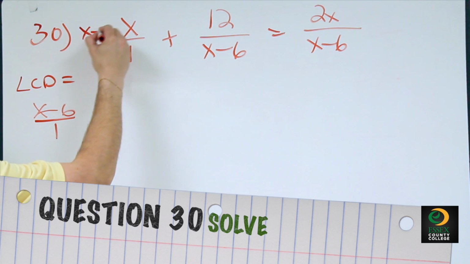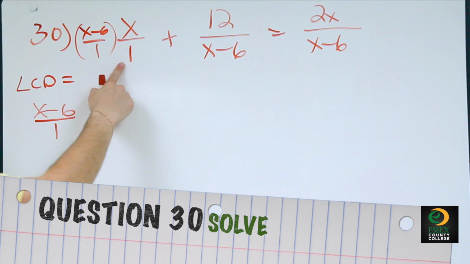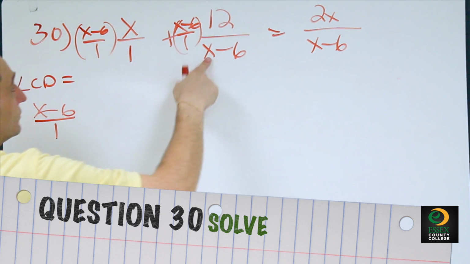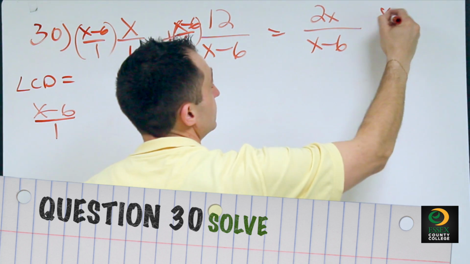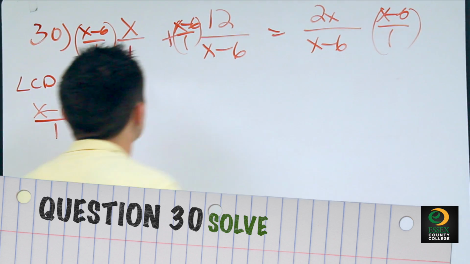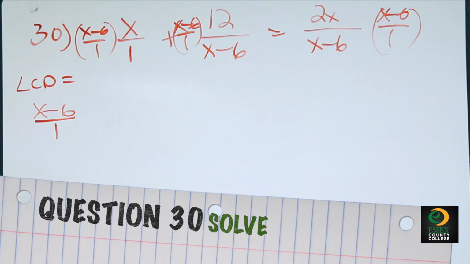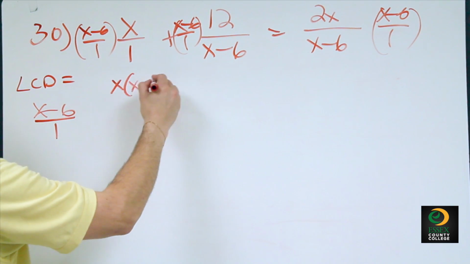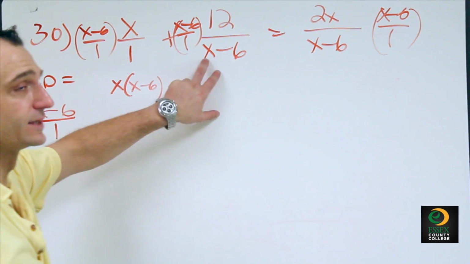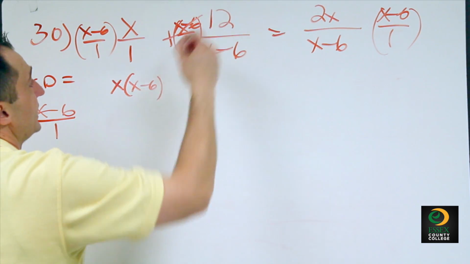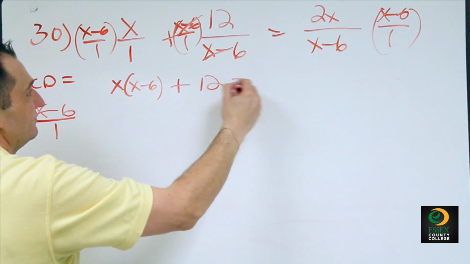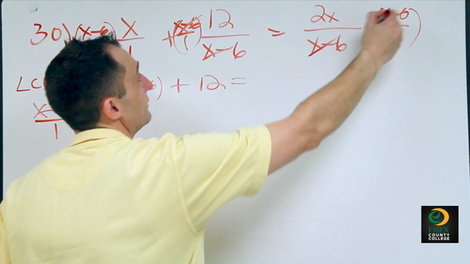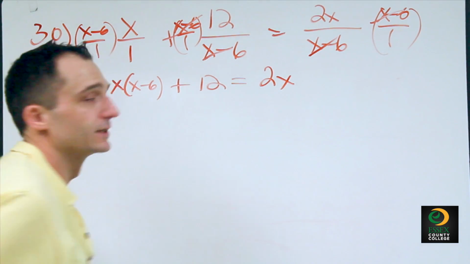So we're going to take x minus 6 and put it over 1 and multiply it by your first fraction. We're going to take it, put it over 1, multiply by the second fraction, and do the same with the third fraction. In the first fraction, nothing can cancel out, so we're just left with x times x minus 6. In the second fraction, the x minus 6's cancel out, and we're left with plus 12 is equal to. And then the x minus 6's cancel out again, and we're left with 2x.